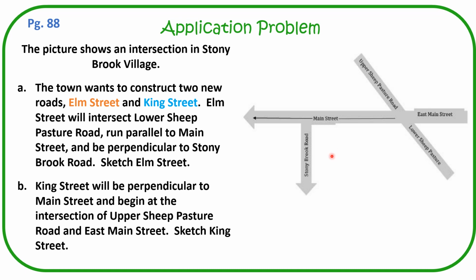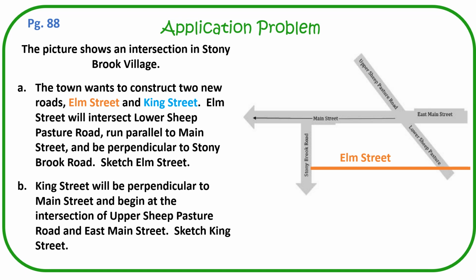So there are three things that I want here. I want it to be perpendicular to Stony Brook Road, parallel to Main Street, and intersecting Lower Sheep Pasture Road. So that would be Elm Street. Those three things are there. Here's that 90 degree perpendicular angle. Elm Street is parallel to Main Street, and notice Elm Street is intersecting or crossing Lower Sheep Pasture Road. Let's do B.